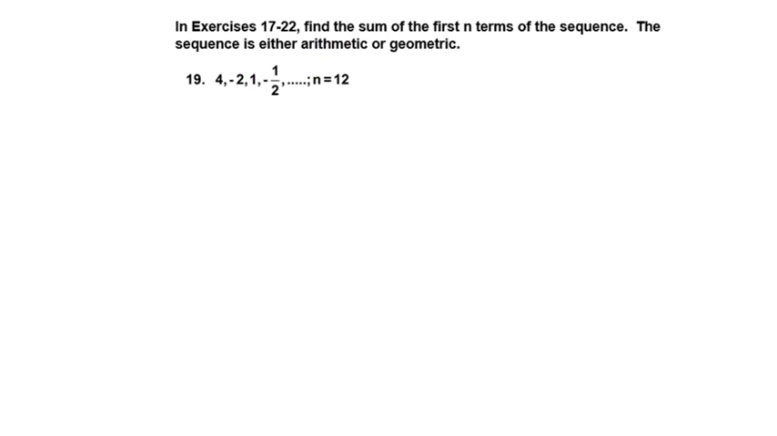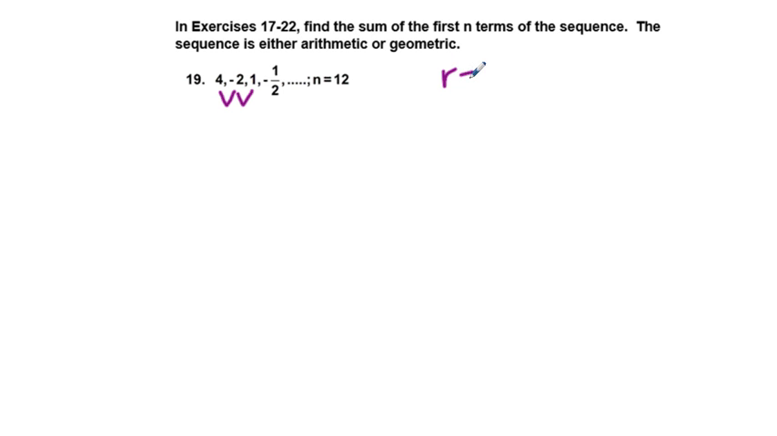Now we go on to the next problem, problem 17, or 19, excuse me. Do we have an arithmetic or geometric sequence? Well, 4 plus what equals negative 2? Well, that's going to be negative 6. And then if we subtract 6 again, we get negative 8. That's not going to work. So what we have is we multiply from one term to get to the next.